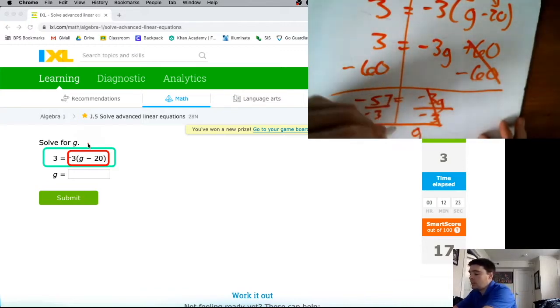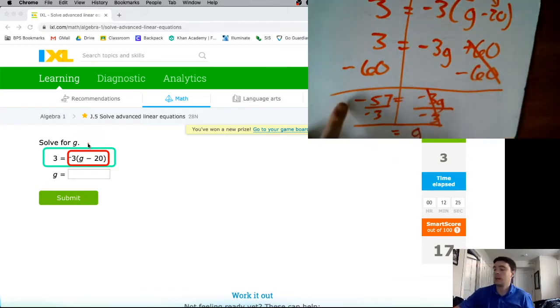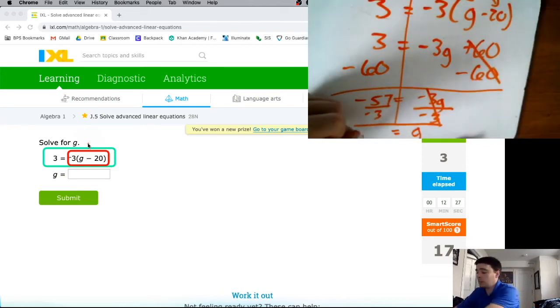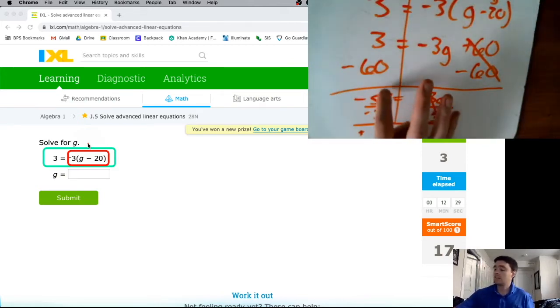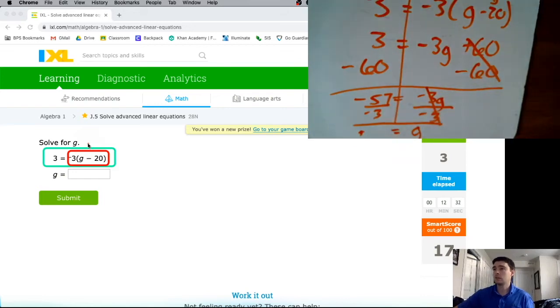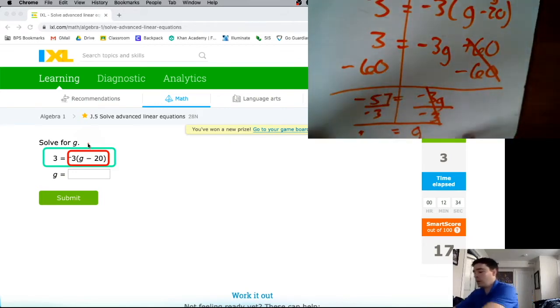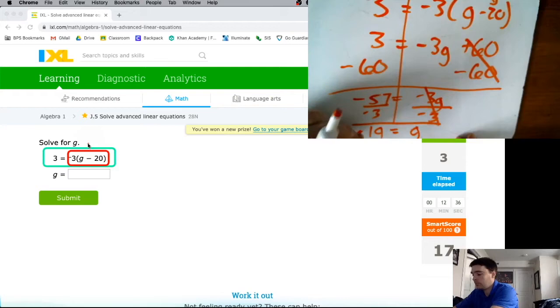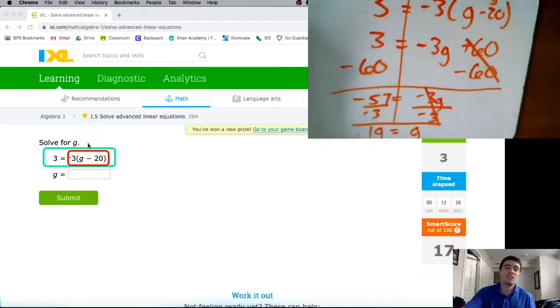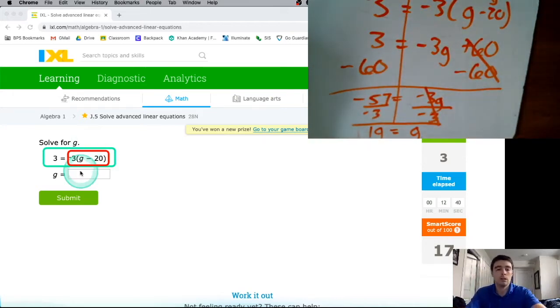That gives me g equals, a negative divided by a negative over here is going to be positive. And if 60 divided by 3 is 20, 57 divided by 3 is going to be 19. So with that, I get g is equal to positive 19.